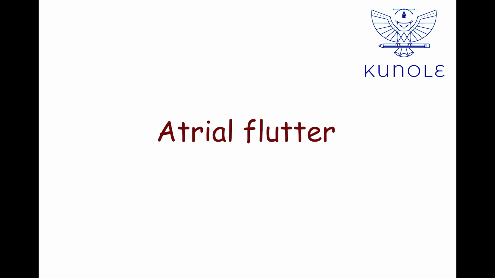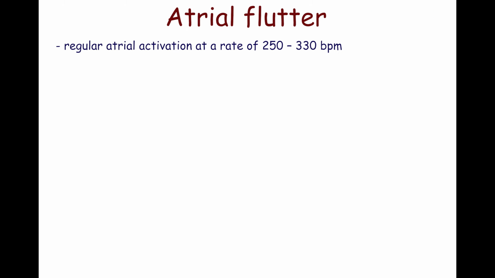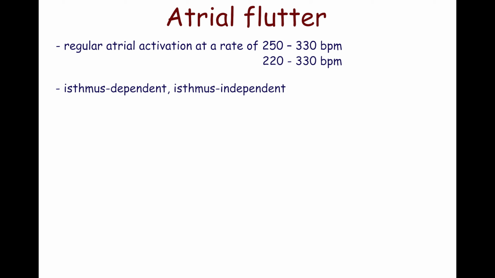In this video we'll talk about atrial flutter. Atrial flutter is defined as regular atrial activation at a rate of 250 to 330 bpm. However, this rate is relative. Sometimes a typical flutter pattern may be at an atrial rate of 220 bpm. Isthmus-dependent, also called typical, atrial flutter is the most common type.